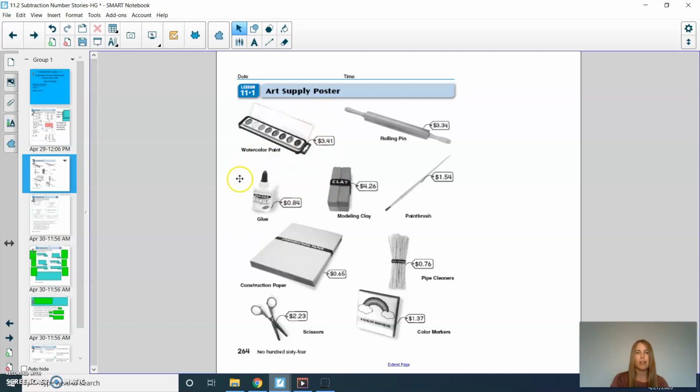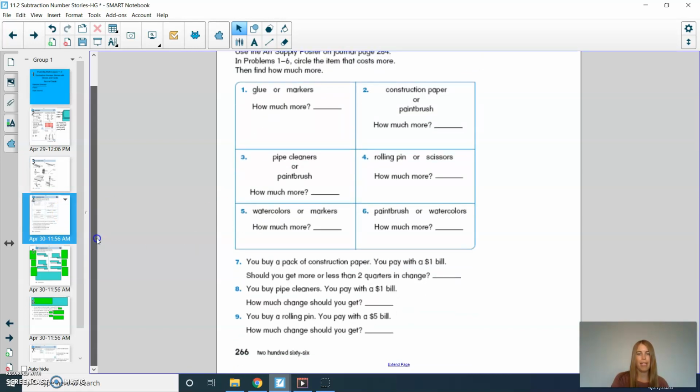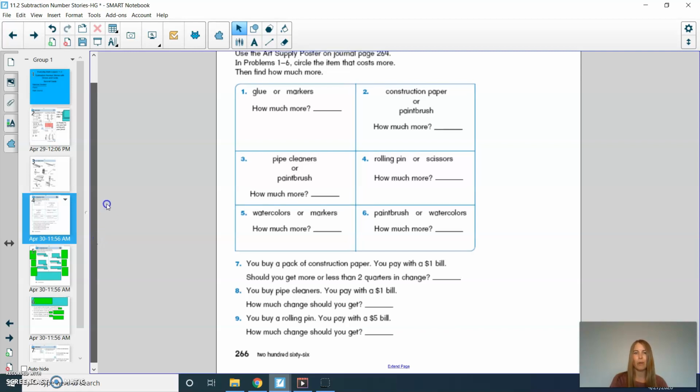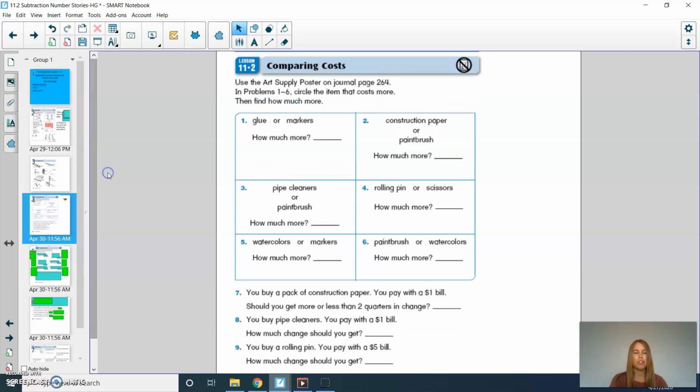For today's lesson, we're just going to keep going right in our math journal. We're going to use this art supply poster when we are working with page 266. So we're going to be flipping back and forth. Let's look at page 266 first. In problems 1 through 6, we need to circle the item that costs more. Then we're going to find out how much more.